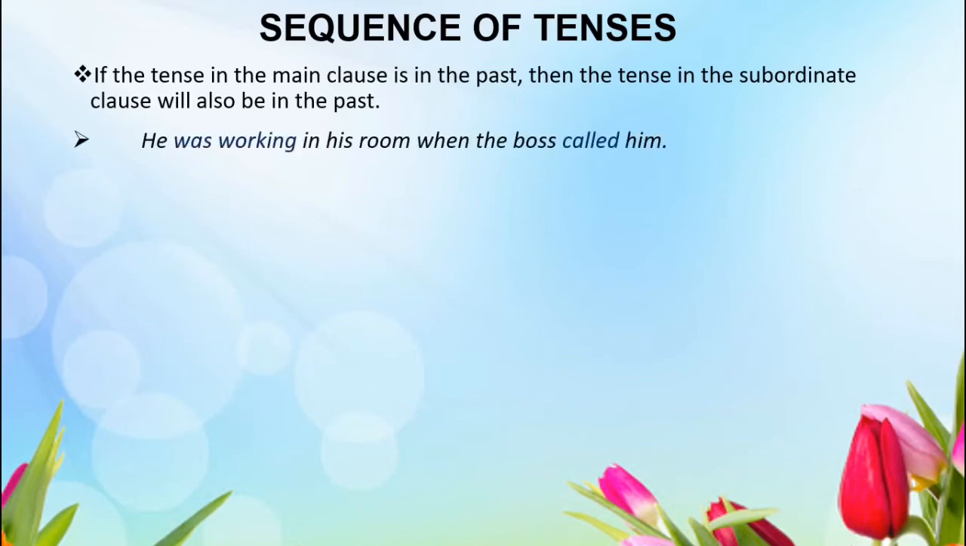He was working in his room when the boss called him. So he was working, here it is in past tense, that is why the subordinate clause will also be in past. So let's read the example again. He was working in his room when the boss called him. Let's see one more example.